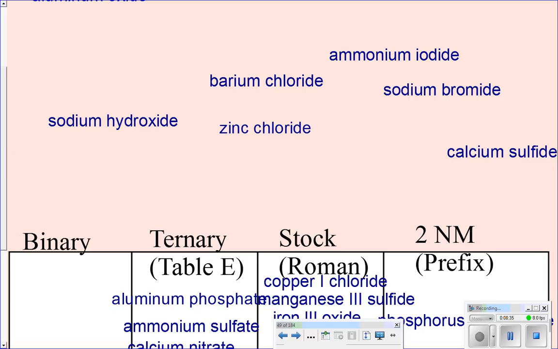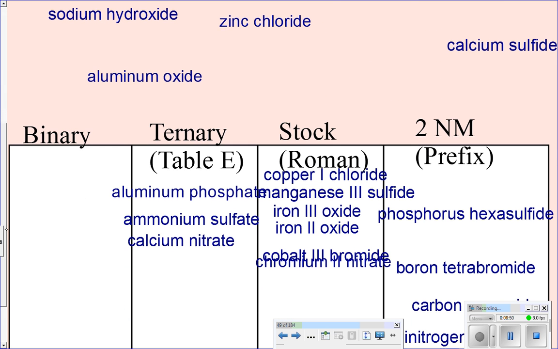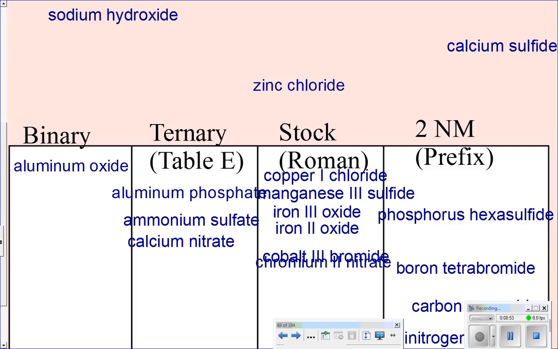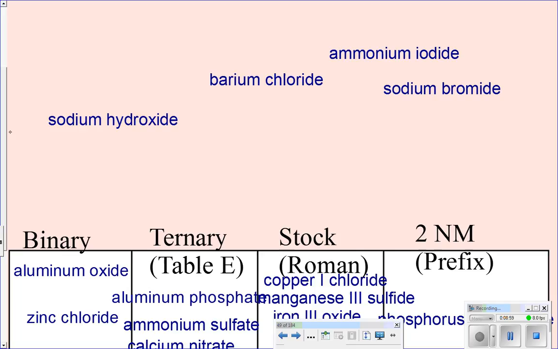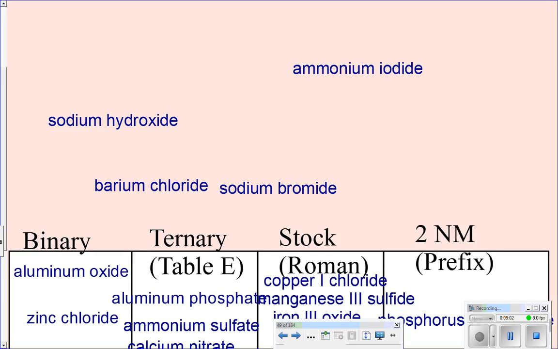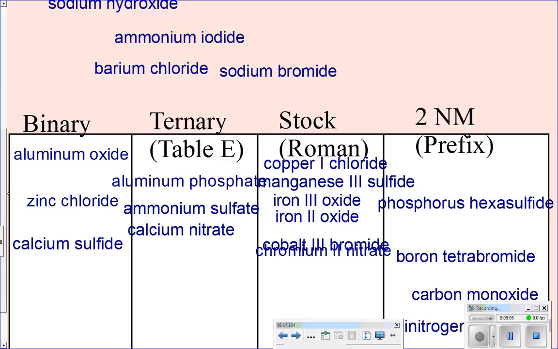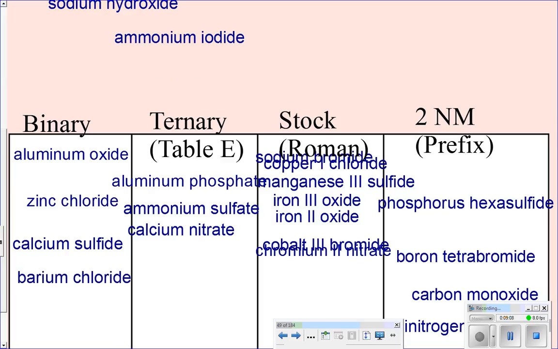I actually have a couple here that are a little bit tricky that don't go in that column. So let's take a minute and look at each of these. We should double check that they're regular binary, they're opposite sides of the staircase, and that they don't have prefixes. Aluminum oxide, fine. Zinc chloride is fine. Calcium sulfide is fine. If you go through and check each of those, they're all simply two elements, opposite sides of the staircase, and none of the metals have multiple charges.